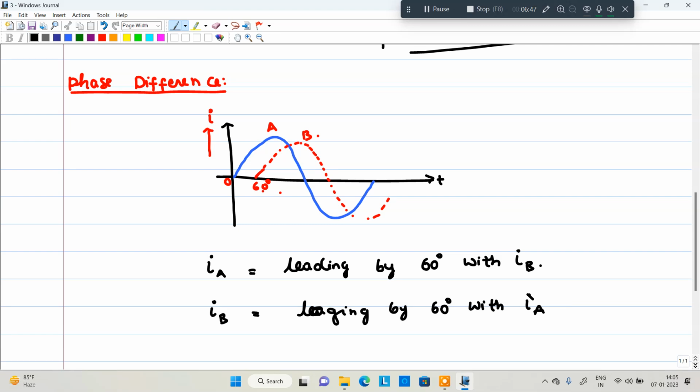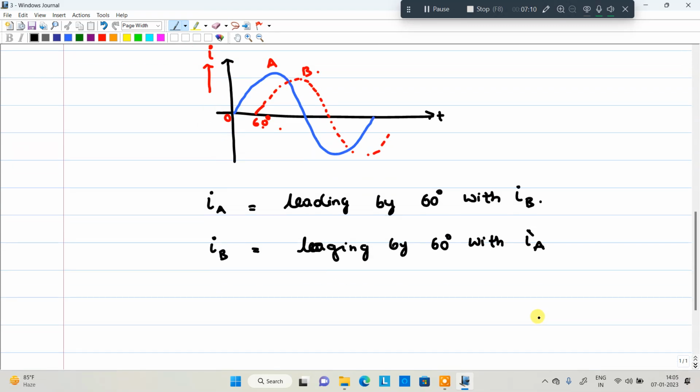So what is lagging and leading? Based on the reference you are taking, we can call it lagging or leading. These two waveforms I compare: IA is a leading one with reference to IB, and IB is a lagging one with reference to IA. So that is about the lagging and leading concept. Then I will take different waveforms and show you how to write the IA, IB values.